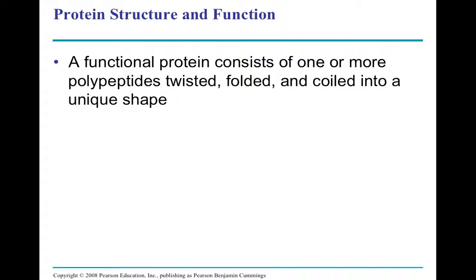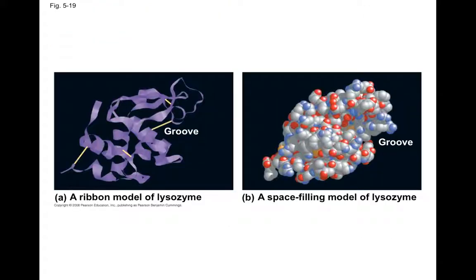Yes, so a functional protein consists of one or more polypeptides twisted, folded, and coiled into a unique shape. Here's an example. Basically what that means is you have lots of different polypeptides, and because of the way they group together, they'll form different shapes. We'll talk about this in a second. But when they're all together, you'll make a functional protein, like the whole burrito, like the whole thing together.